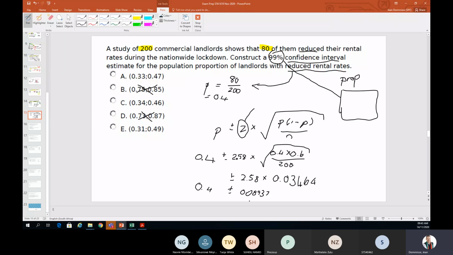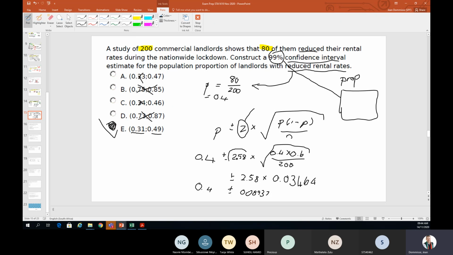So 0.4 minus that. Okay, my calculator is now going bonkers, it is thinking that is a very difficult calculation. So let's just do it over again. 0.4 minus 0.08937 gives me 0.3106, 0.31. None of the others are that. And then if I say 0.4 plus that, I will get 0.49. So E is definitely the right answer.